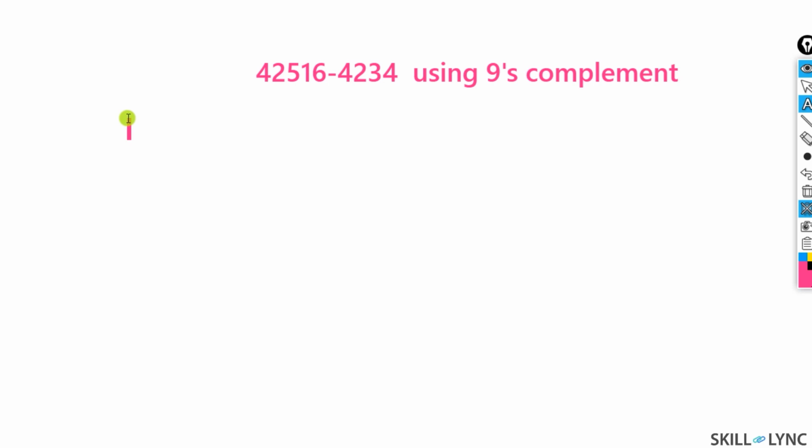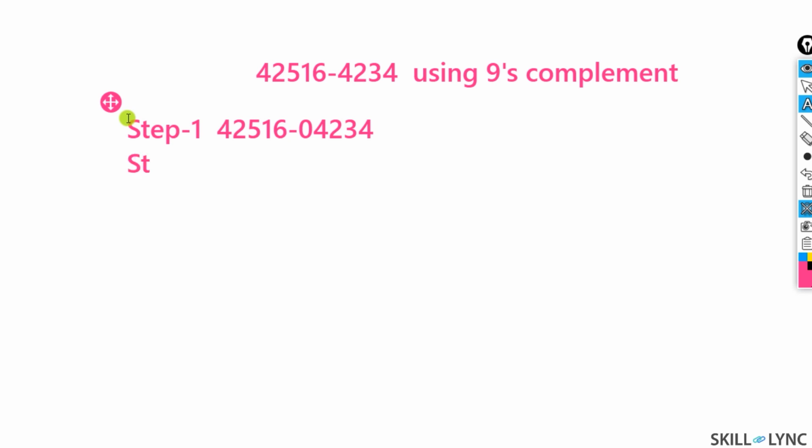Let's take one more example. Now I am taking an example of subtracting two numbers using 9's complement. The question is 42516 minus 4234 using 9's complement. Step number 1 says, first of all equate the number of digits in both x and y. So it will become 42516 minus 04234.